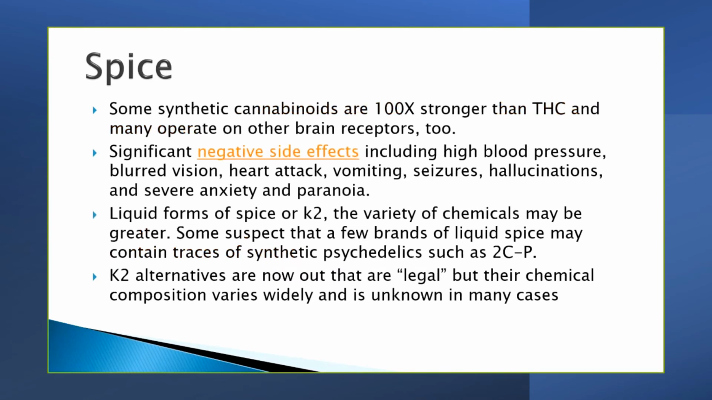Some synthetic cannabinoids are 100 times stronger than THC and operate on other brain receptors beside your endogenous cannabinoids. So you have cannabinoid receptors in your brain. THC works on those. These synthetic cannabinoids work on those, plus some other things. And the other things could be anything from dopamine to opioids to GABA or glutamate, depending on which one of the 700 chemicals it is.